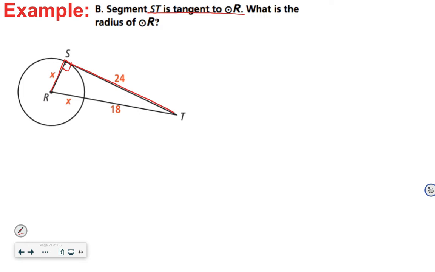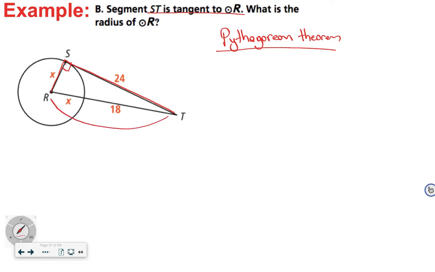So let's use the Pythagorean theorem. Remember what the Pythagorean theorem was? The sum of the squares of the sides of a right triangle is going to be equal to the square of the hypotenuse. This is the hypotenuse. Let's do it. X squared plus 24 squared is going to be equal to x plus 18 squared.